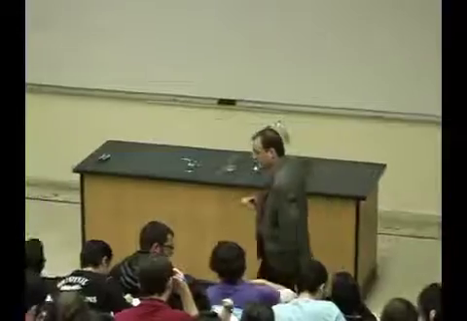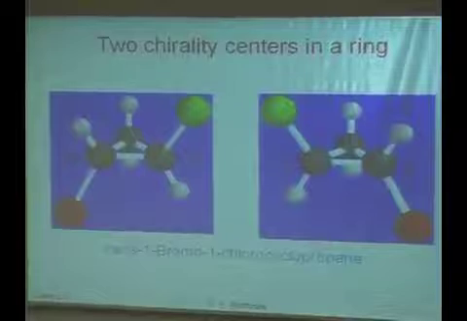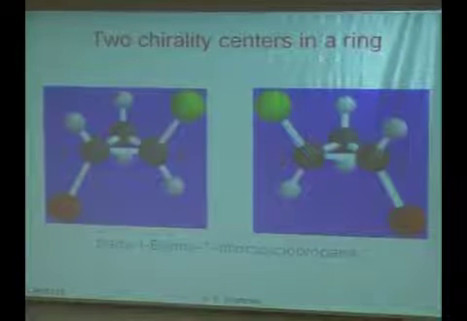Now, you can have chirality centers in a ring. For instance, if we are looking at the bromochlorocyclopropane, please correct the name. It is 1-bromo-2-chloro.